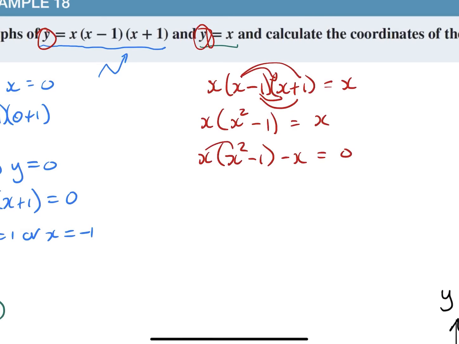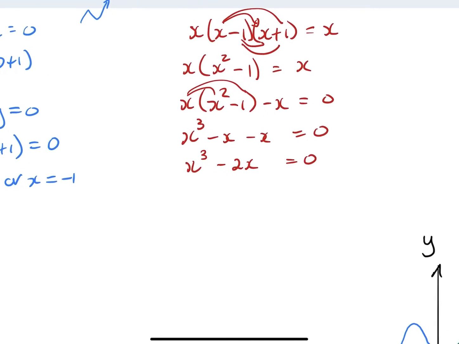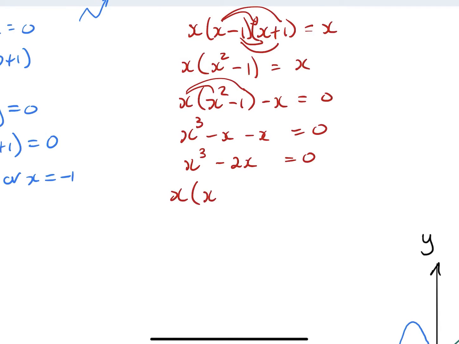I'm going to say x times x squared minus 1 is x cubed minus x, which equals 0. That gives us x cubed minus 2x equals 0. I'm going to take out x as a common factor. I'm left with x times (x squared minus 2), which equals 0. And now I have a product. Because I have a product, I can say either this is going to be 0 or this is going to be 0. It's like I'm saying A times B is 0, so either A is 0 or B is 0.